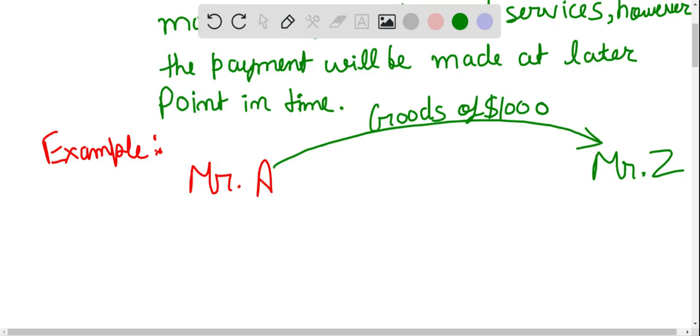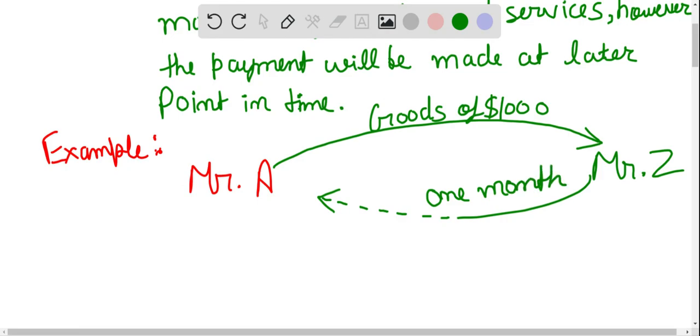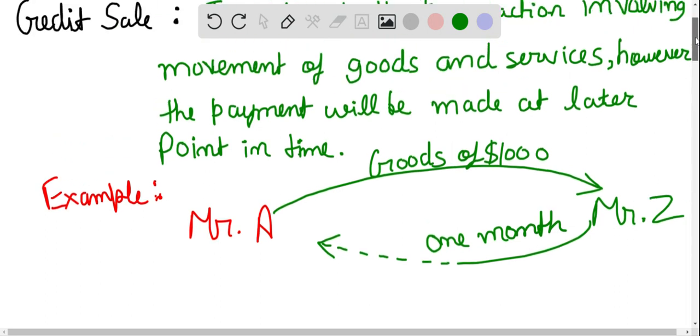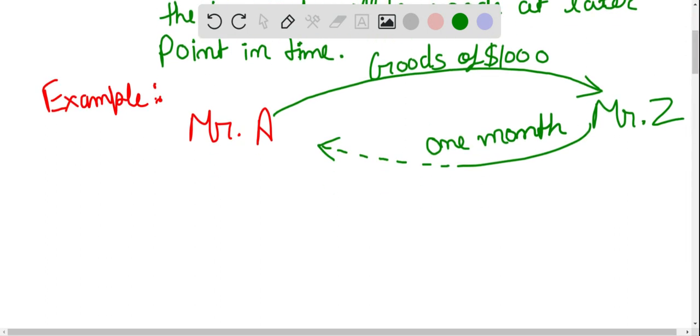Now what happens? Mr. Z said to Mr. A that I will pay you within 1 month. Okay, the payment will not be made immediately. So that becomes the instance of credit sale. Okay, sale on credit basis.